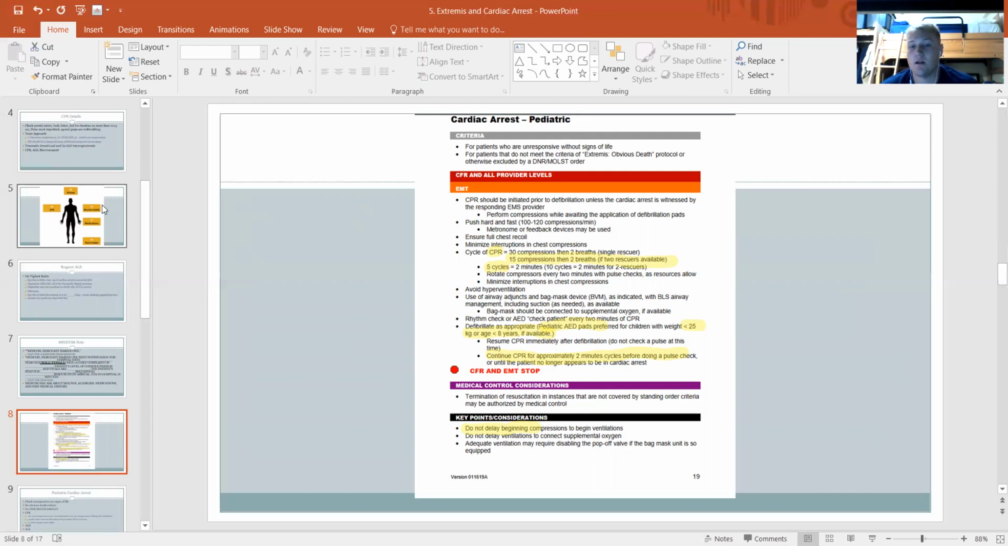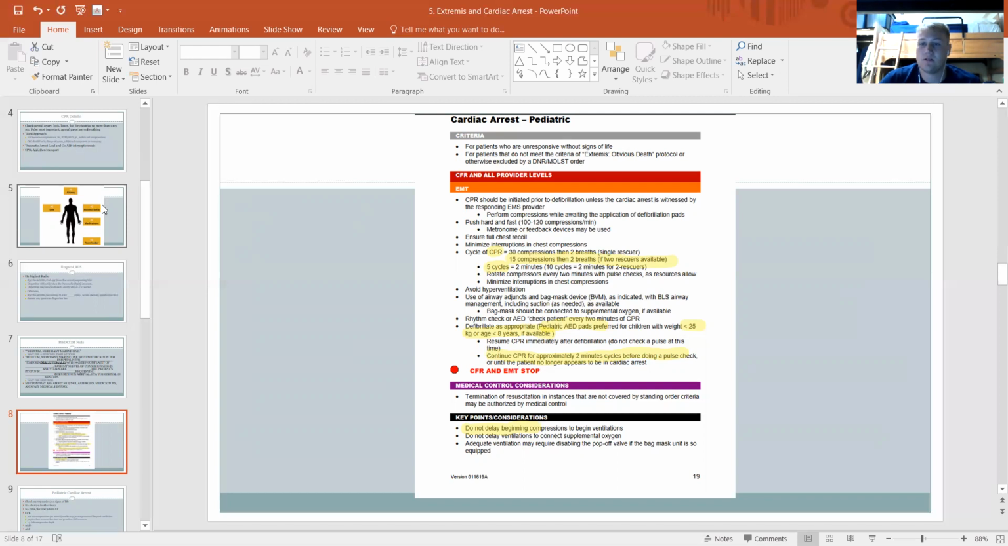For patients that are under 25 kilograms, so about 50 pounds, or under 8 years old, pediatric AED pads are preferred. If you don't have them, you don't have them. Again, do not delay compressions to begin ventilations. Do not delay ventilations for supplemental oxygen. And then transport quickly, following the same procedures as we noted before.